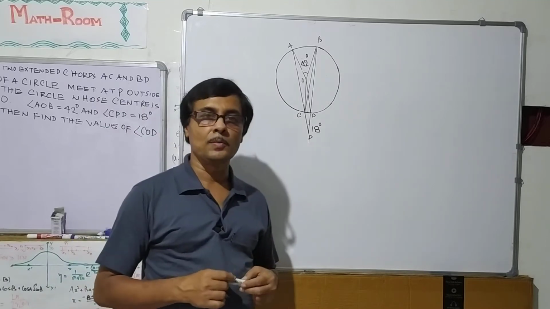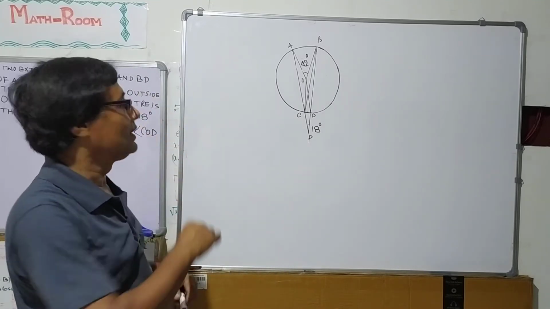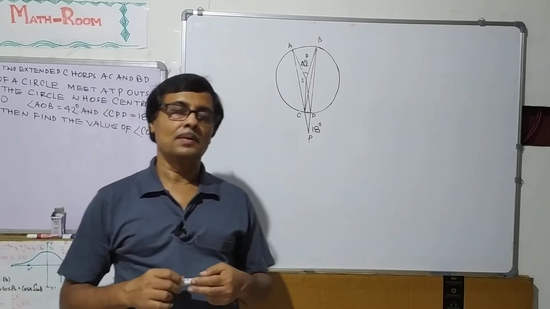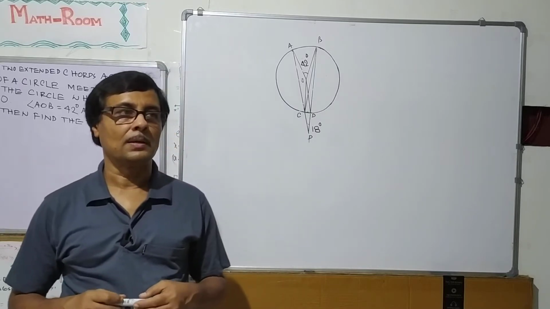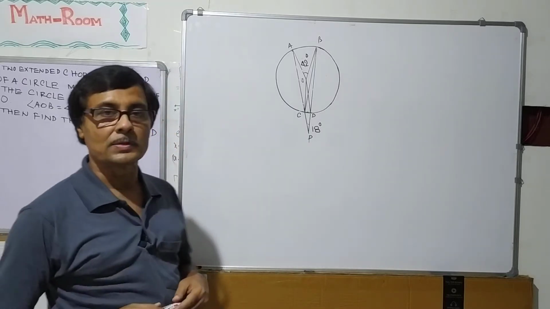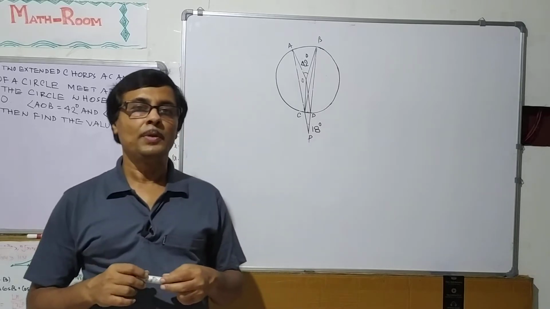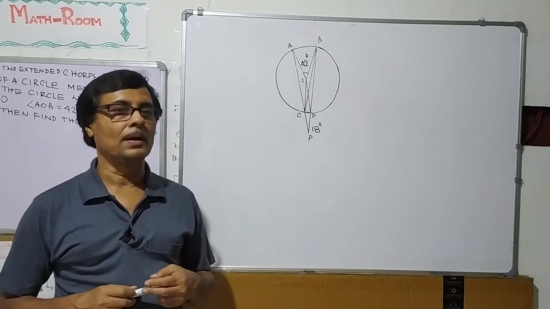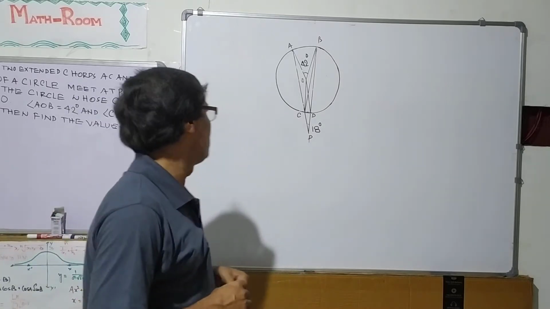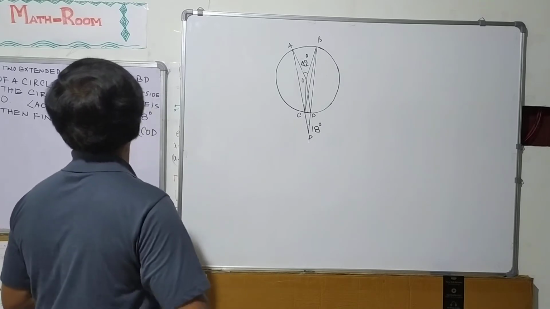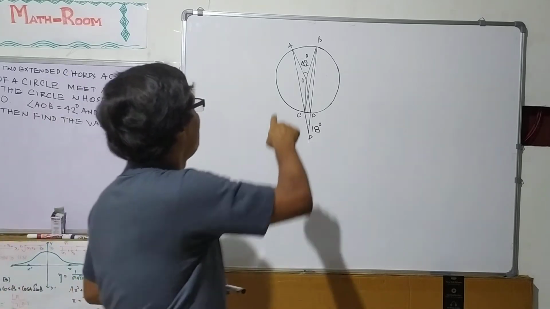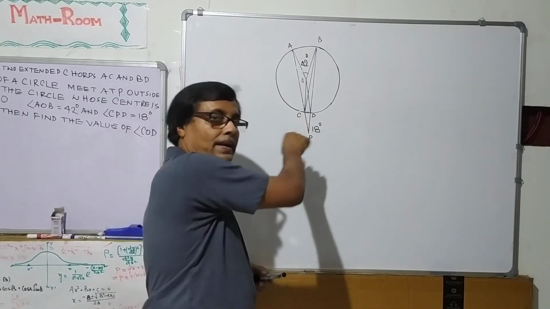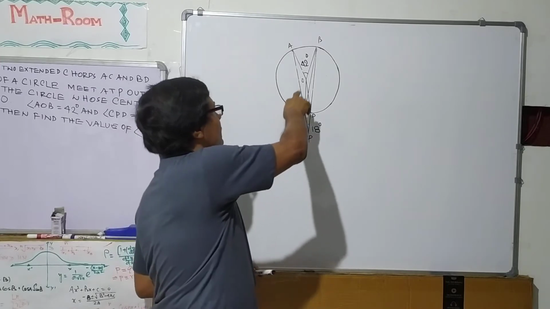Today we shall solve a geometric problem. Two extended chords AC and BD of a circle meet at the point P outside the circle, and O is the center of the circle. Here two angles are given: one of them is AOB, whose value is 42 degrees, and the other angle is CPD, whose value is 18 degrees. We have to find out the value of COD.